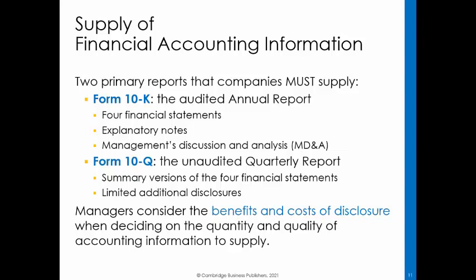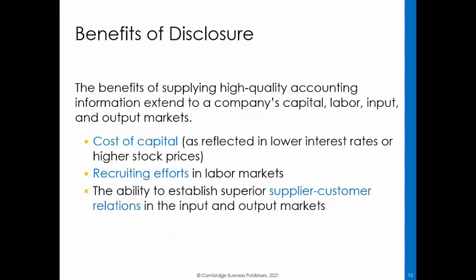In the United States, publicly traded firms must file financial accounting information with the SEC. The two main compulsory SEC filings include the first, which is a Form 10-K that contains the audited annual reports, including the 4 financial statements with explanatory notes and management's discussion and analysis of financial results. The second is Form 10-Q, which contains unaudited quarterly reports that include summary versions of the 4 financial statements and limited additional disclosures.